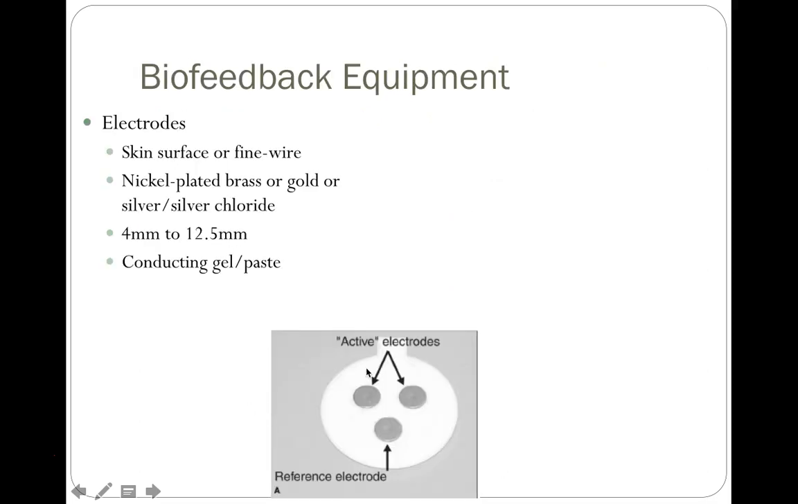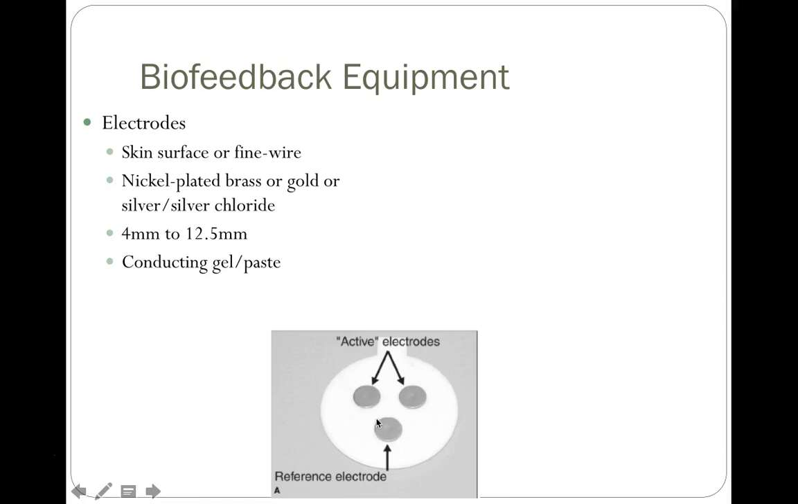So looking at the biofeedback equipment that we're going to use, the most important thing is your electrode. For the most part, we're using one-time use electrodes, okay? We're going to use skin surface electrodes. We're not going to use the fine wire. Fine wire actually gets embedded into the skin, into the muscle belly itself. We're just going to use surface electrodes. They're usually nickel-plated, brass, gold, or silver. Ours are silver chloride. They come in various sizes, and they usually come with a conducting gel or paste. So you have to put a little gel on the electrode itself, but the electrode is sticky.